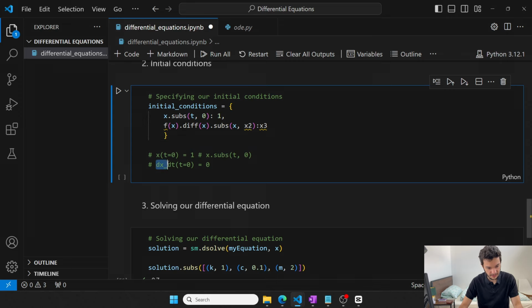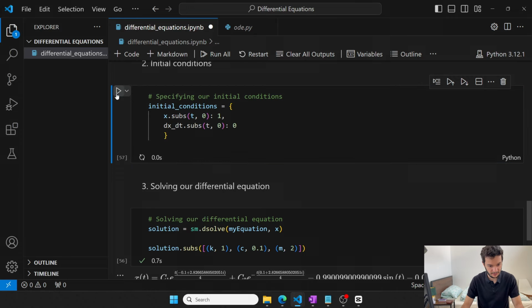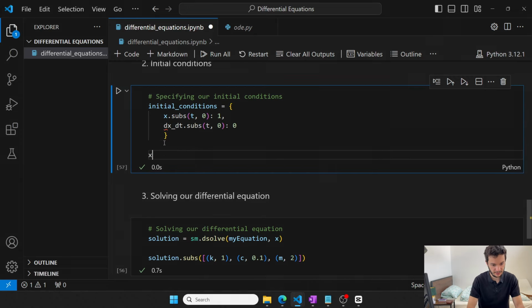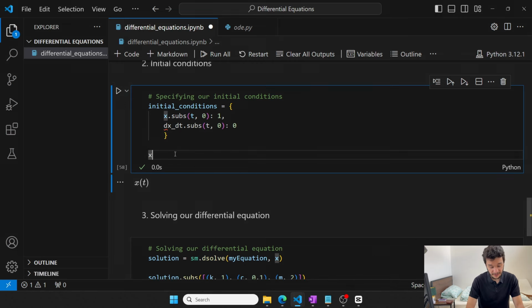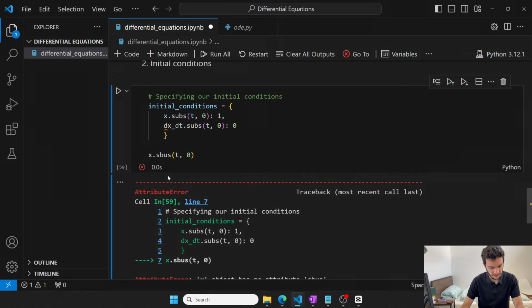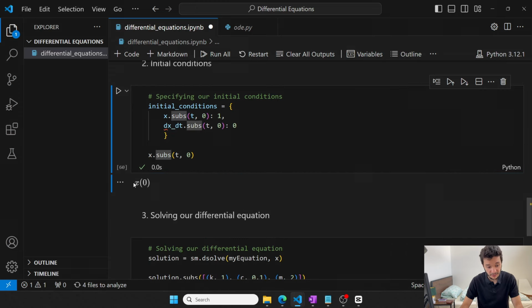And then the same goes with this. Let me delete all of this. We want to replace in dx dt at t equal to 0, so I do dot subs t 0, and I want to have 0. So this is in a way our initial condition. But let me try and print it. If I do x, we get the x function. If I do x.subs and then t 0, you'll see, oh, this is subs, like so. You see that we have x of 0, and then we want to say that x of 0 is equal to 0.